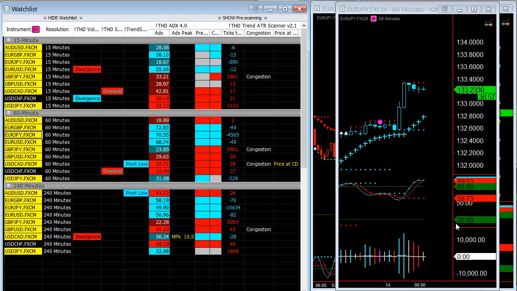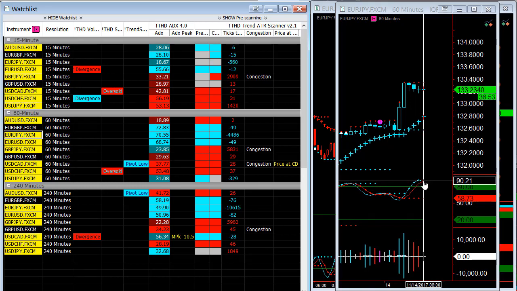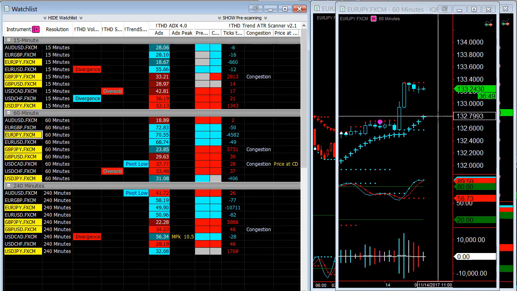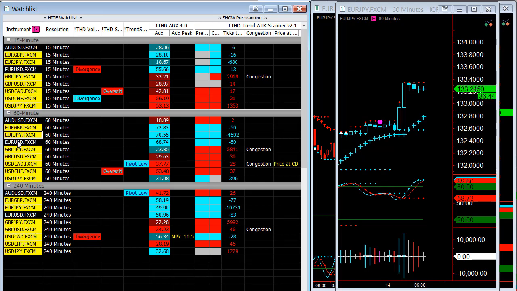On the Euro Yen, you can also see that it is overbought on the 60-minute chart, and again, I would be waiting for a retracement on the 60-minute chart to enter into a position.